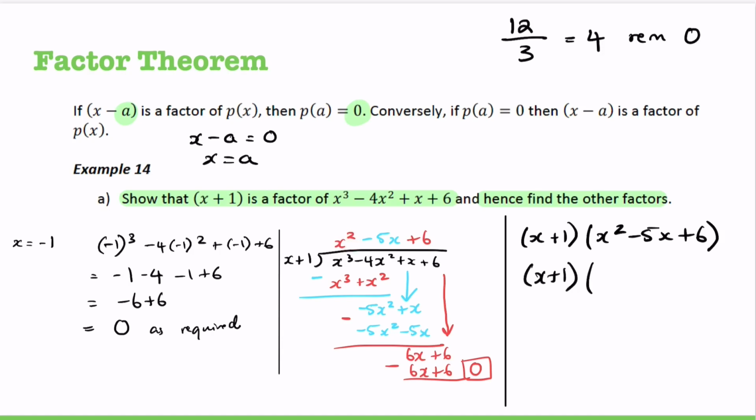All right, now what I have to do is factorize this, but I can easily use my normal technique: 2 numbers that multiply to give me 6, add to give me negative 5. That's going to be negative 3 and negative 2. So that'll be x minus 3 and x minus 2. So I do have 3 factors in this case. That's x plus 1, x minus 3, and x minus 2.